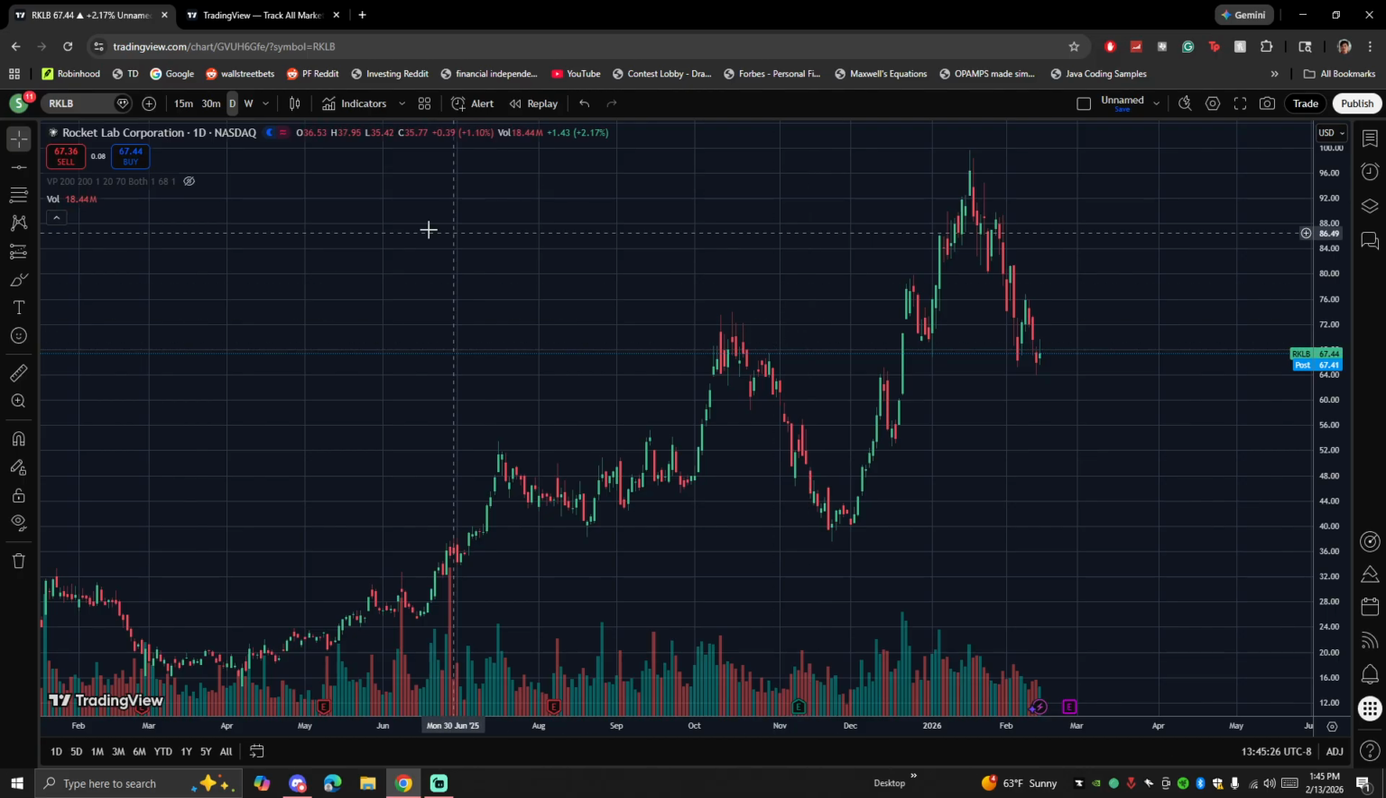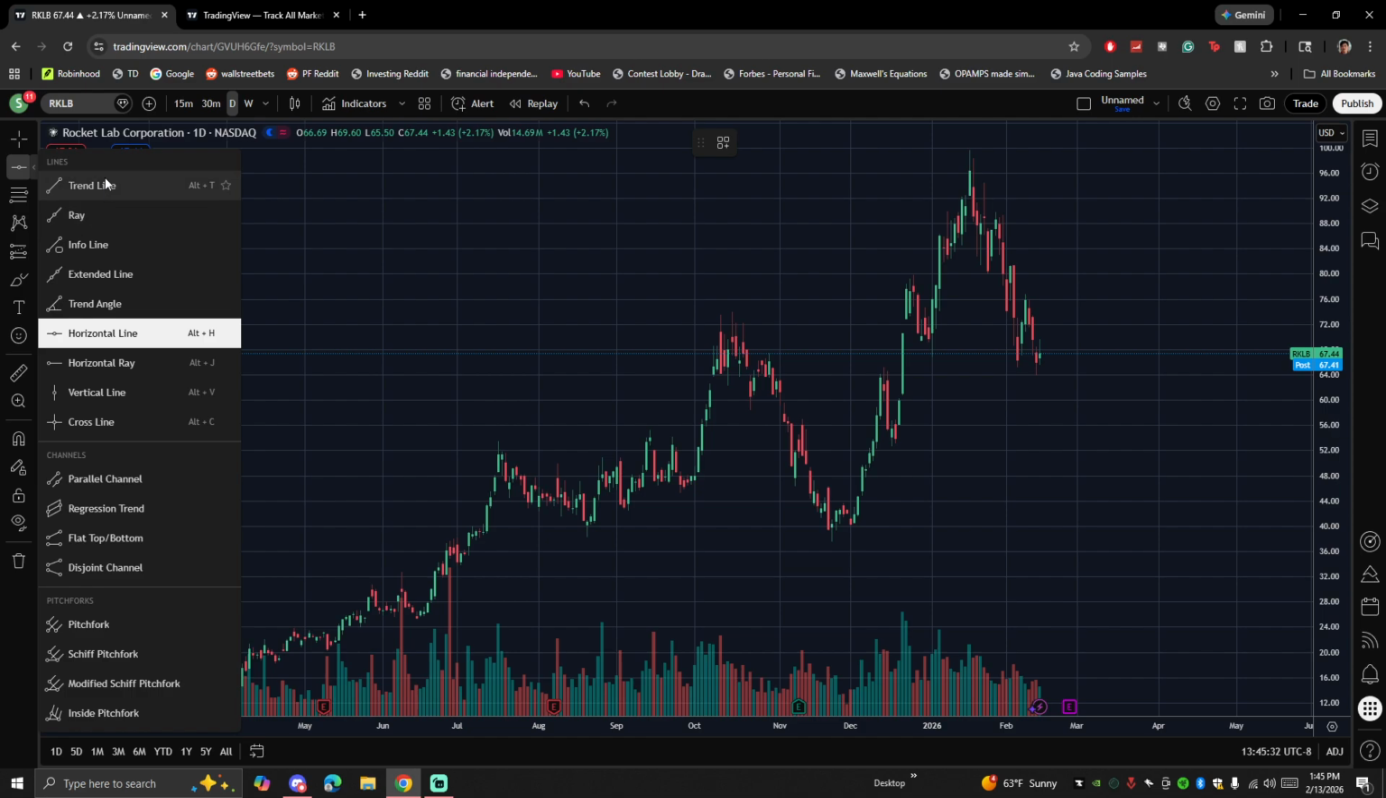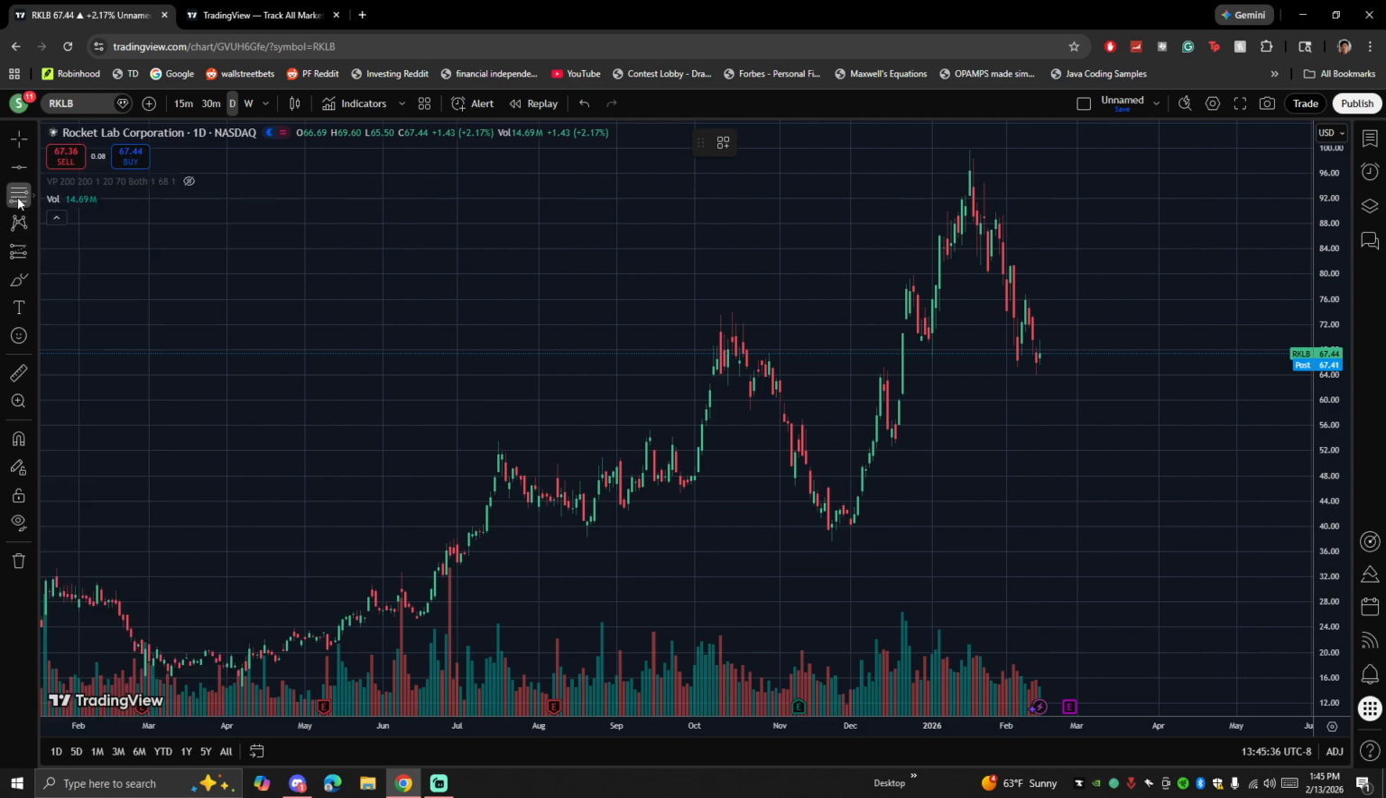On TradingView, we have lots of different ways to draft up our chart. We've got trend lines, horizontal lines, all this good stuff, and there are tons of different tools, which I won't go into today. Today, I'm just going to go over key levels and how to mark them.